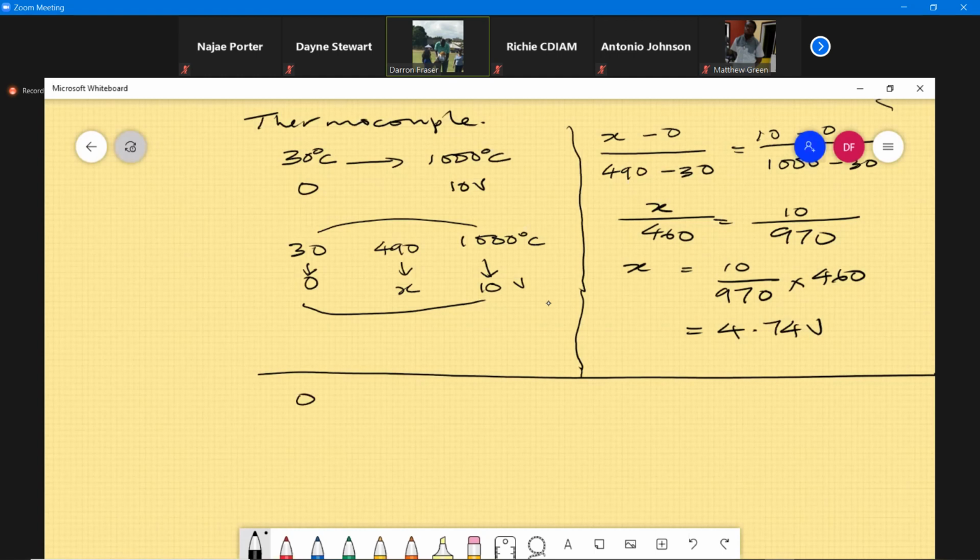So 0 is a hexadecimal number that we put in our PLC. The hexadecimal number goes from 00 to FF, 00 being the lowest and FF being the highest. So our 0 volts corresponds to 00, and our 10 volts corresponds to FF. So where does 4.74 fall in that? We're calling that X.